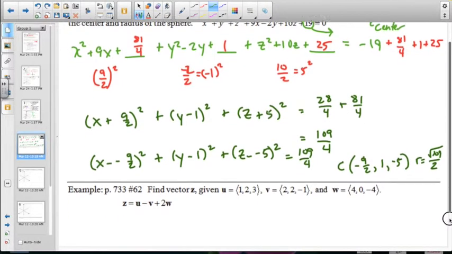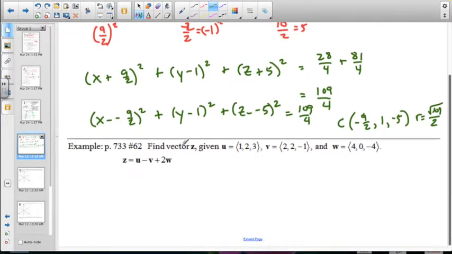If we take a look at the next example here, it says find vector z such that vector z is this minus this plus 2 of these. And so since they are in component form, we can just add them real quickly if we add like components. And the 2 and the minus sign are just scalar multiples. So we're going to add 1, 2, 3, and we're going to subtract 2, 2, minus 1, and we're going to add twice 4, 0, minus 4.